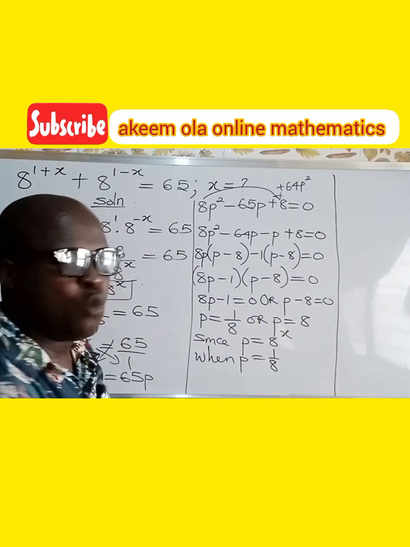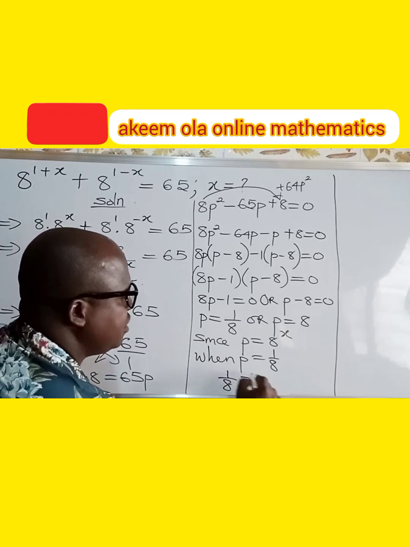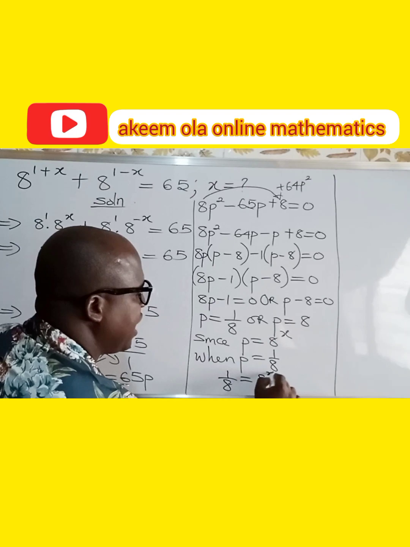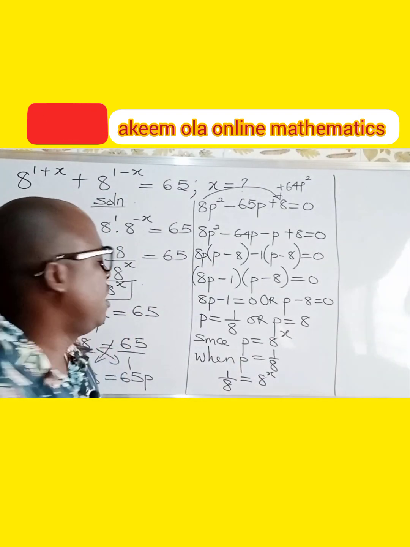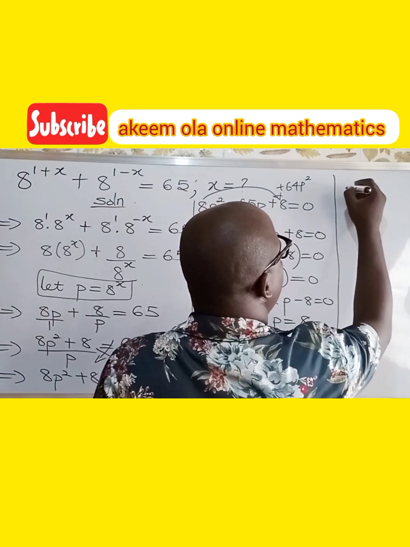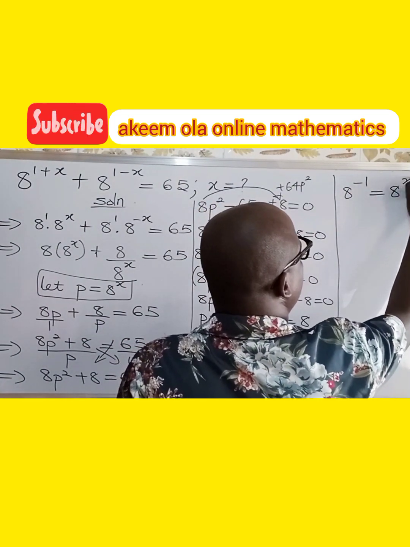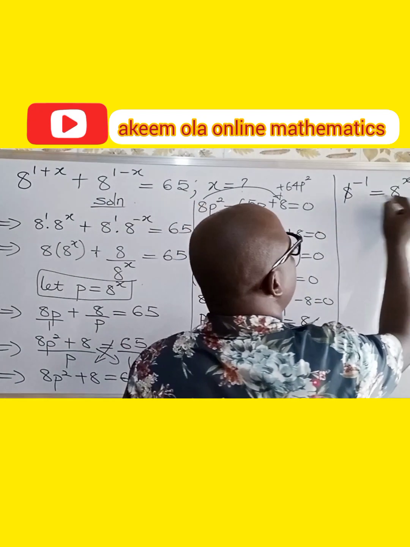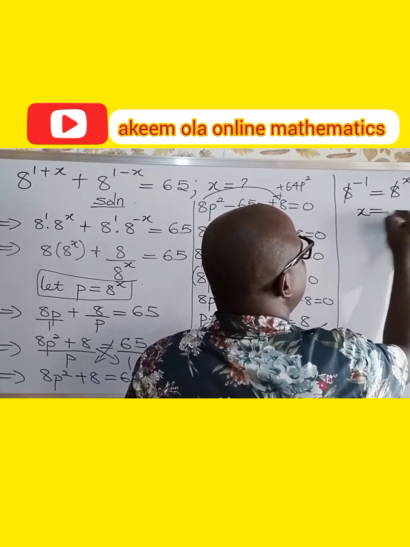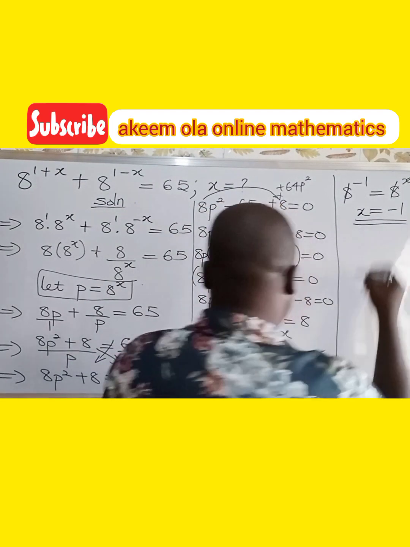When p is equal to 1 all over 8, I have 1 all over 8 is equal to 8 raised to power x. I can express this in indices form: 8 raised to power minus 1 is equal to 8 raised to power x. The bases cancel, so our x is equal to minus 1.